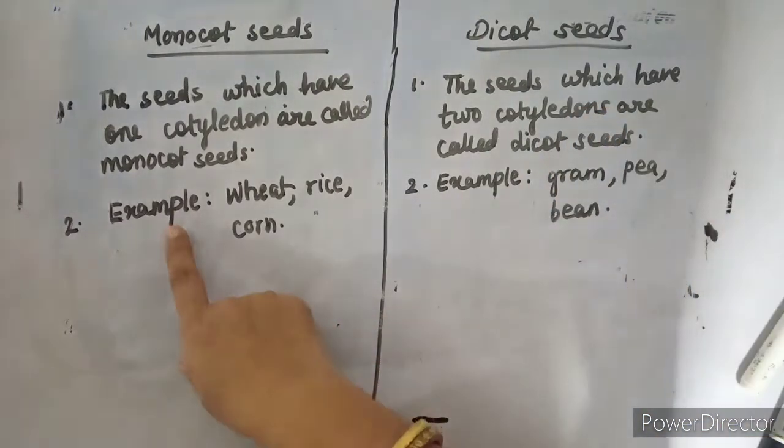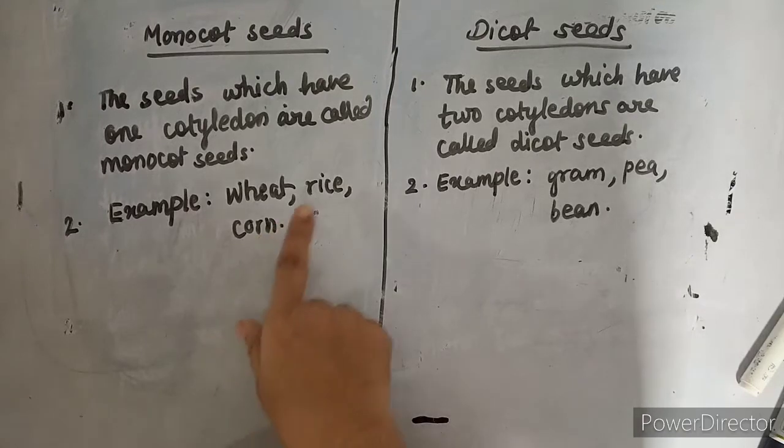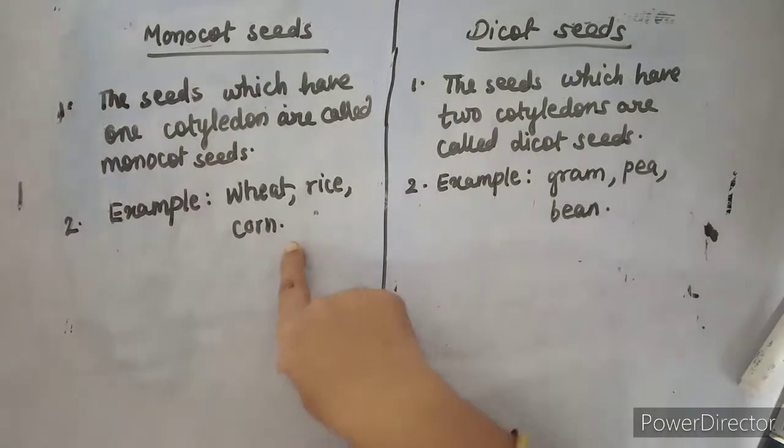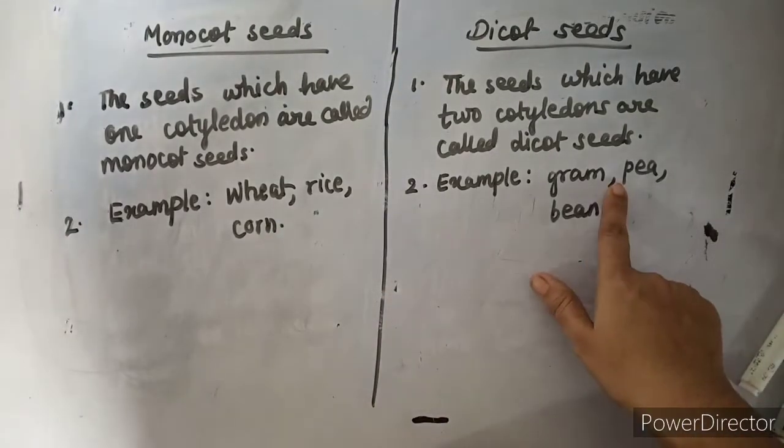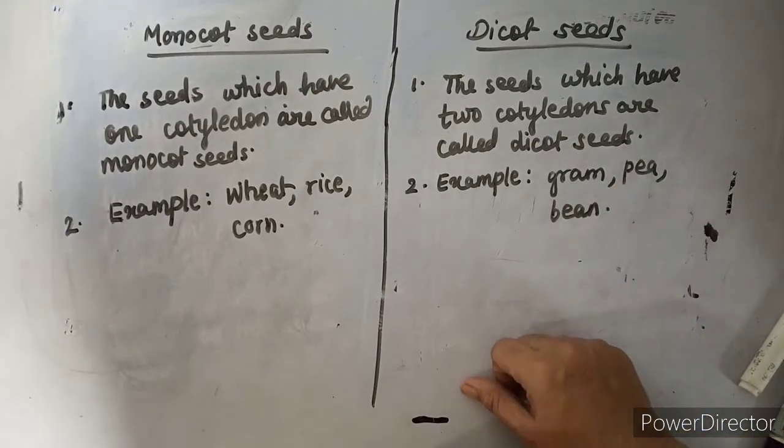Then the second one is example: wheat, rice, corn. These seeds we cannot break into two halves. Now the example here is gram, pea and wheat. So with this we end up with all the differentiation questions.